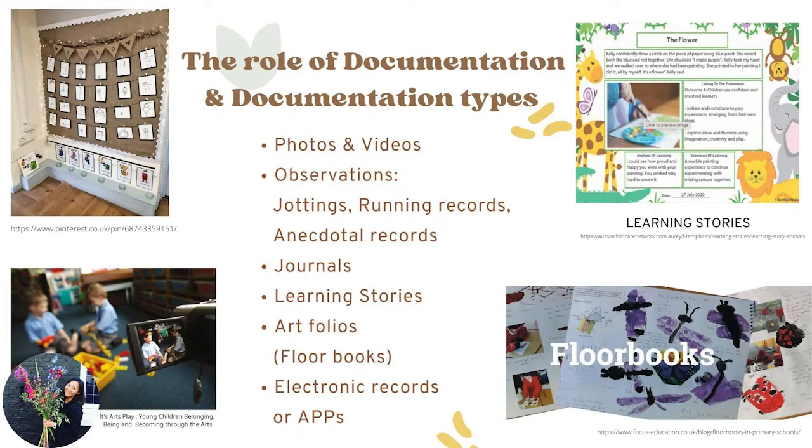Journals are a familiar way of documenting children's progress by collecting their drawings, writings, cuttings, and other items. A learning story is a narrative of recognizing and describing the learning that is taking place through a child's play. On the bottom right corner is the example of floor books.